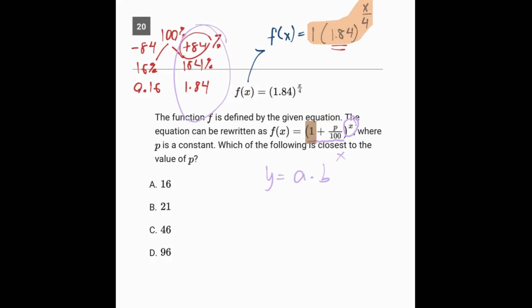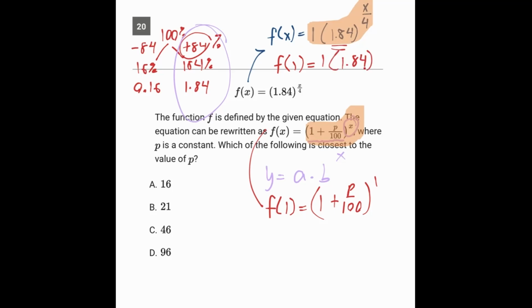And then we're being asked, well, by what percent is this going up every time x goes up by 1? And it's a really tough theoretical question here. But the way to solve it is really easy because all we need to do is just say, okay, well, what if x equals 1? What would happen here? So f of 1 is 1 plus p over 100 to the 1. And what about in the other equation? F of 1 is 1 times 1.84 to the 1 over 4 power.